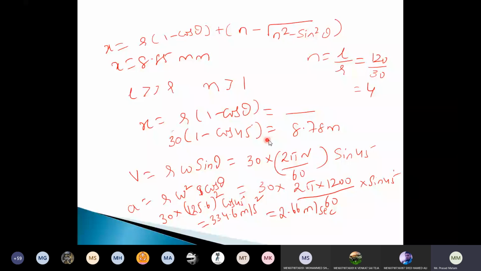Now the velocity of the piston, V is equal to R omega into sin theta, which is 30 into 2 pi N by 60 into sin 45. If you solve this, you will get the answer. How much are we getting for velocity? 2.66 meter per second. We substituted 30 into 2 pi 1200 by 60 into sin 45, which comes as 2.66 meter per second. Now find the acceleration of the piston, which is equal to r omega square into cos theta.